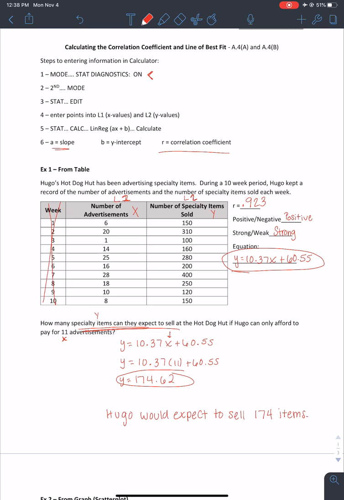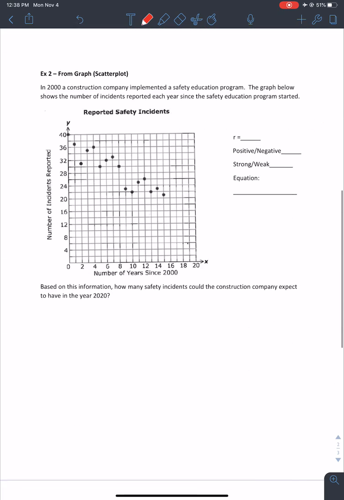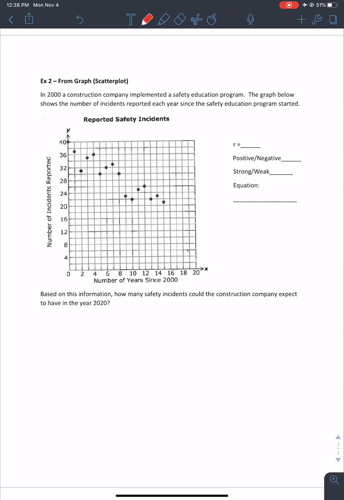All right, so we used our line of best fit to make an estimation about what could happen later. Not hard. Okay, the next example. In 2000, a construction company implemented a safety education program. The graph below shows the number of incidents reported each year since the safety education program started.